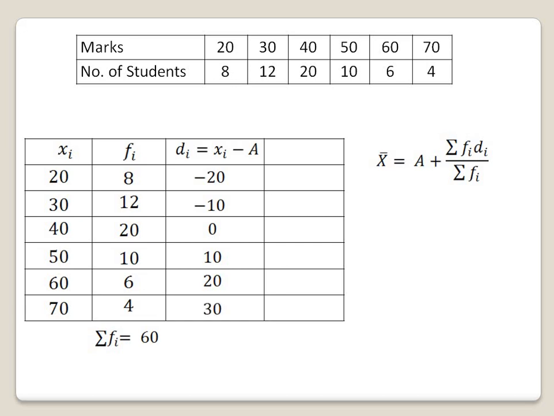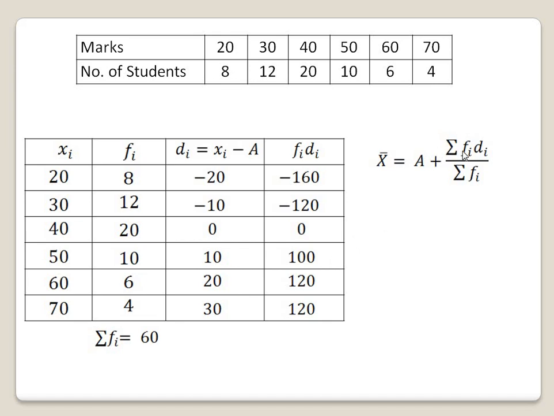Next we have to find fi into di, that is the multiplication of frequency and the respective deviation. That is 8 multiplied by minus 20, that is minus 160, 12 multiplied by minus 10, that is minus 120, 20 multiplied by 0, that is 0, 10 multiplied by 10, that is 100, 6 multiplied by 20, that is 120, and 4 multiplied by 30, that is 120.